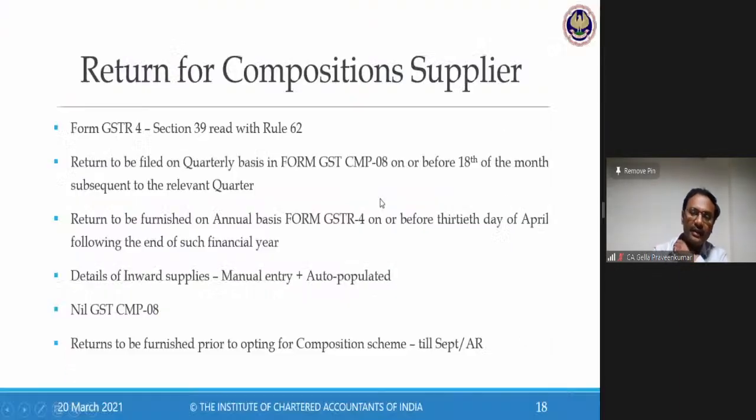So when we are filing our monthly return, this particular section 39 expects you to take care of all those aspects. Next return we have in our discussion is the composition supplier. If a return is to be filed by a composition supplier who is registered under section 10, Rule 62 says that this composition supplier has to file a simple form called CMP08, which is on a quarterly basis, and one annual return called GSTR4.